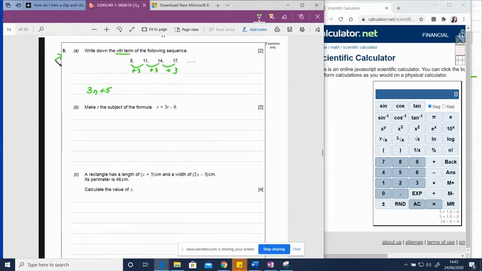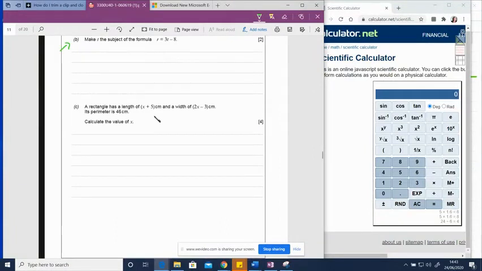I'm going to test it with the number 14 to see if it works. Now the number 14 is the third in the sequence. So n would be 3. So 3 times 3 is 9, plus 5 is 14. So it works. So I'm happy with that answer for the nth term.